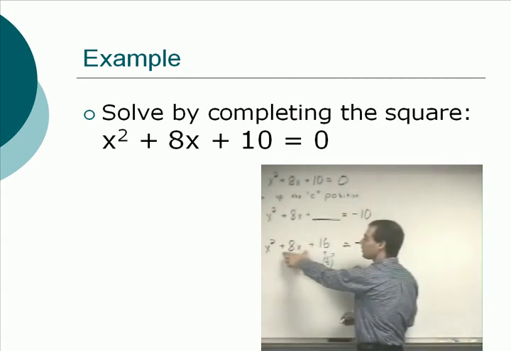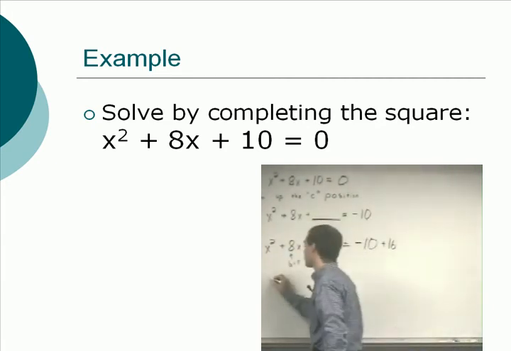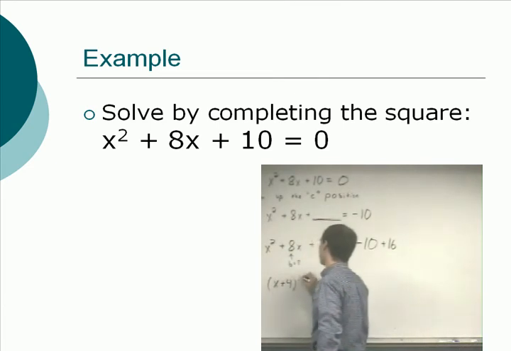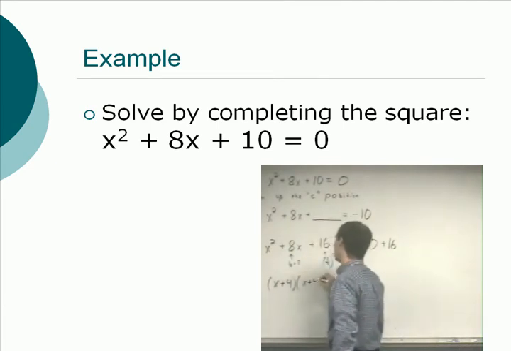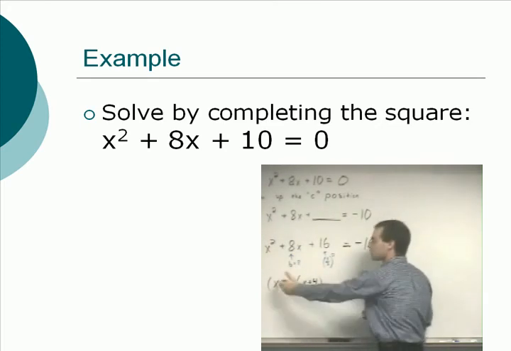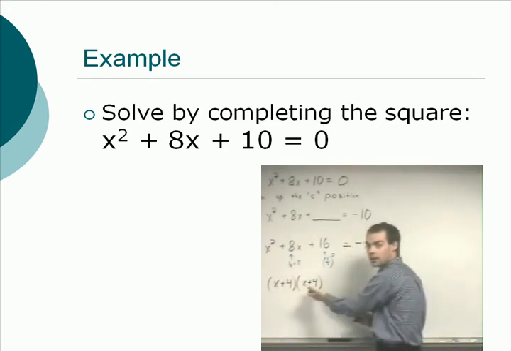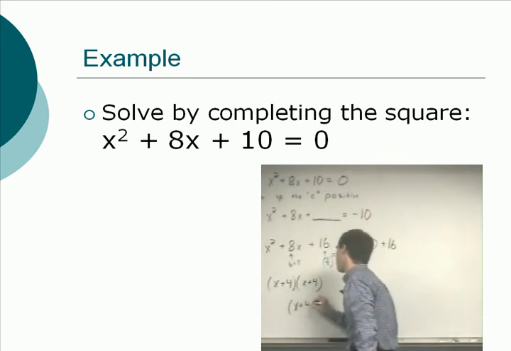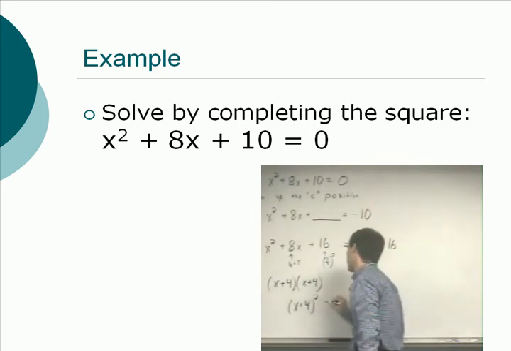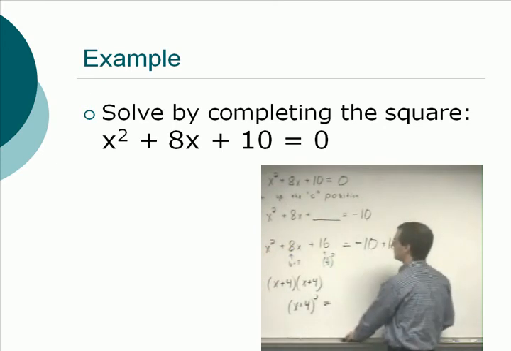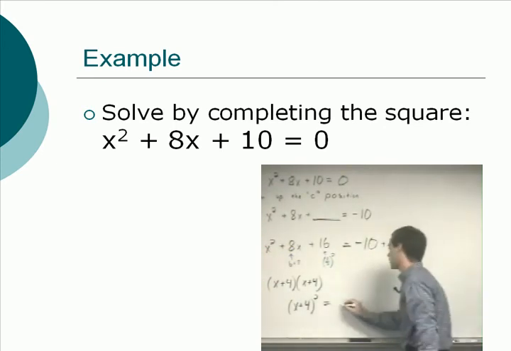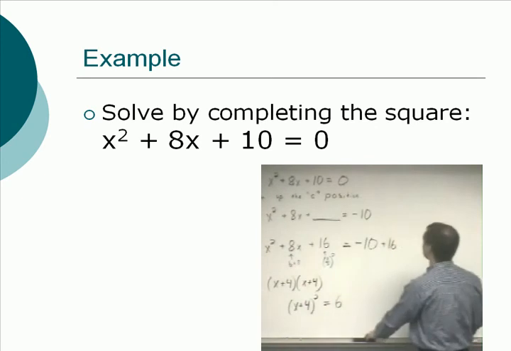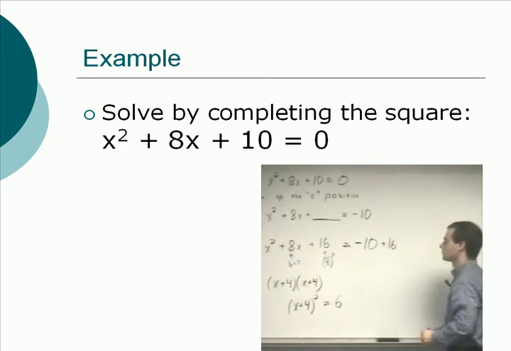The left side, if we factor that, factors into x plus 4 times x plus 4. But as long as we've made the right choice, it'll always be the same factor here, right? That was the idea. So we can really write that as x plus 4 squared. And on the right, we just have 6. So we have x plus 4 squared equals 6.